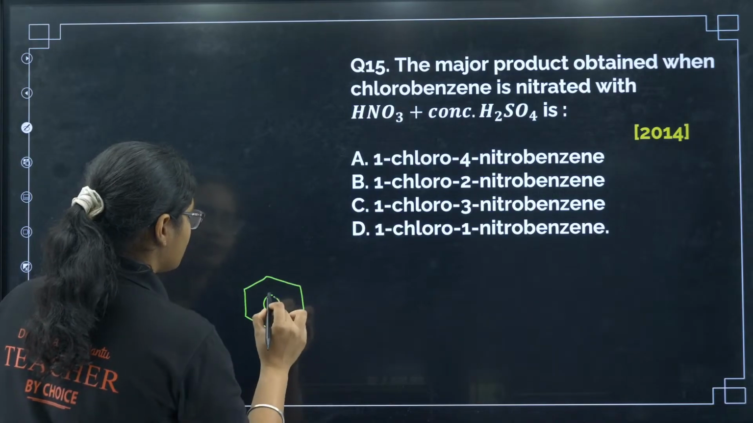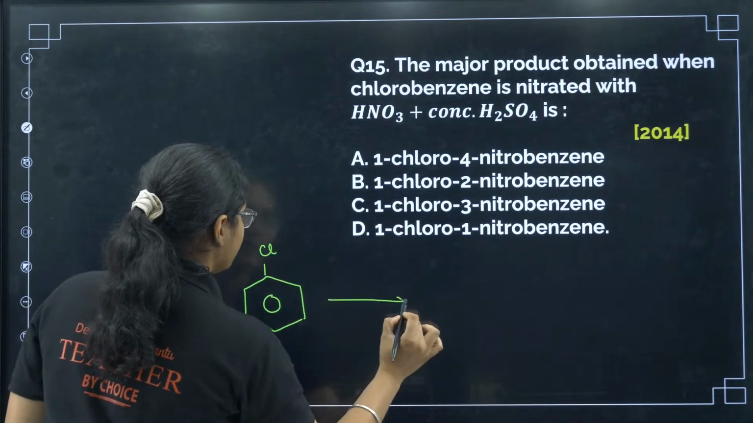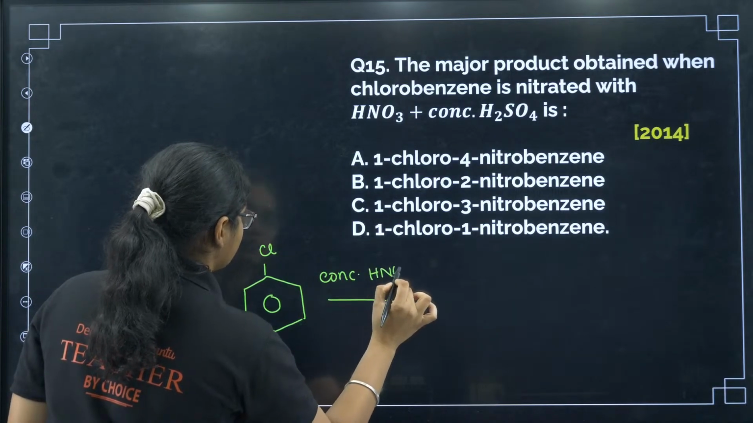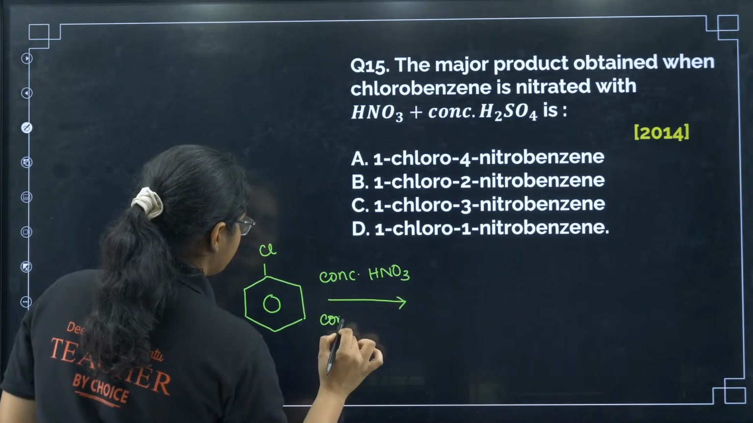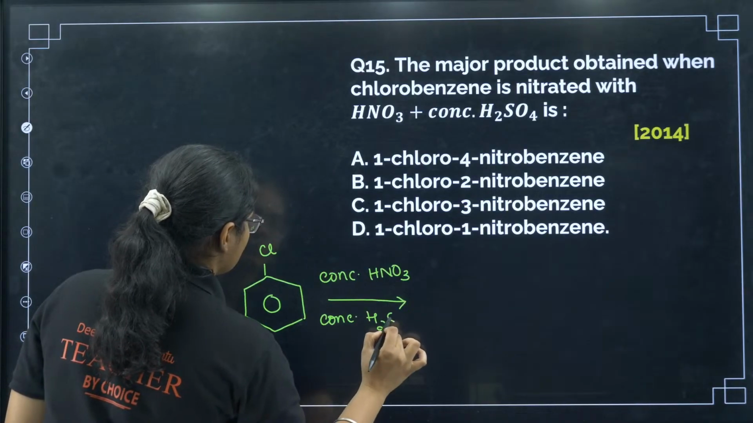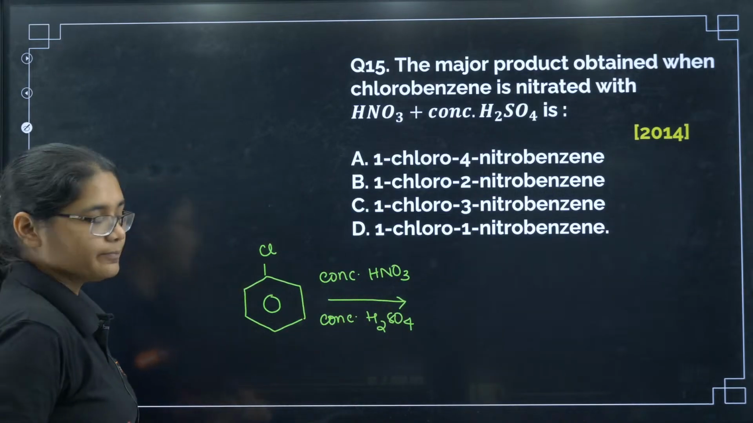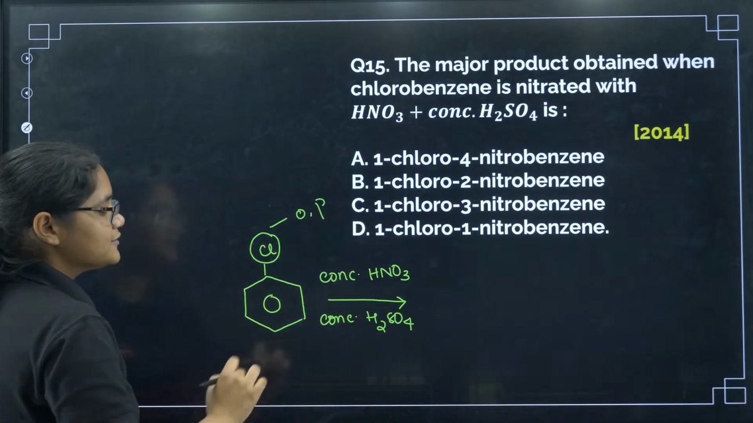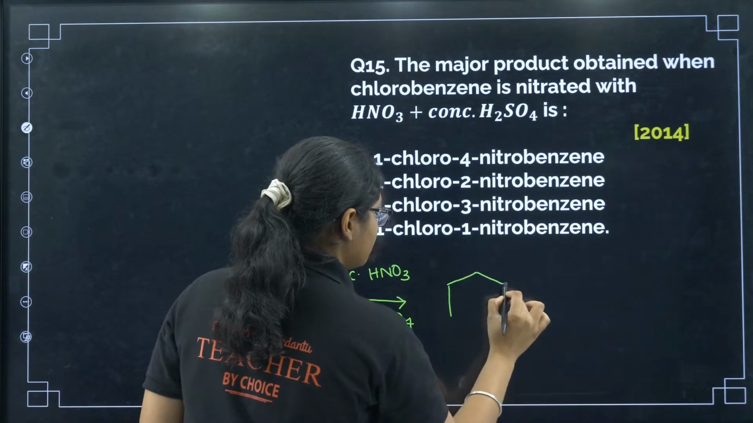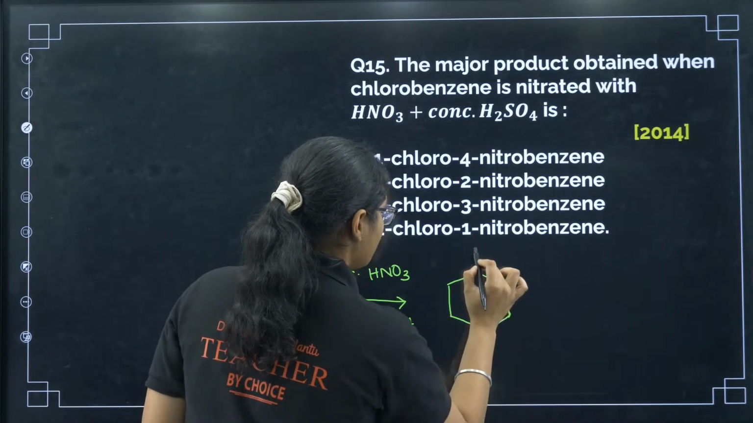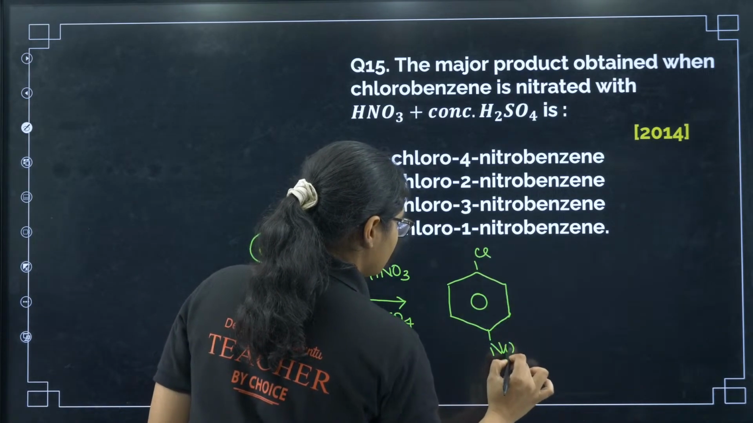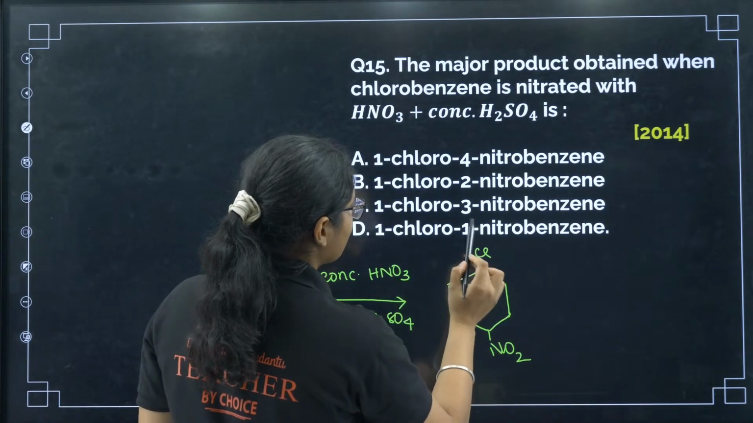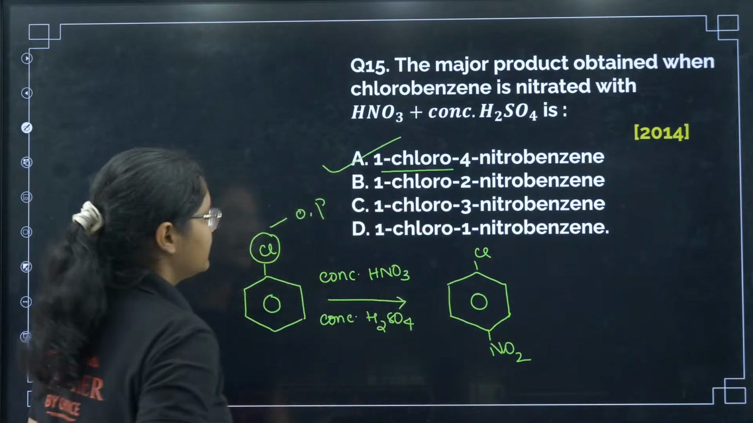So we have chlorobenzene and you are doing its nitration, concentrated HNO3, right, and concentrated H2SO4, nitration. So remember, Cl is ortho-para directing. Okay, so what will happen? The nitro group will be attached at the para position. Okay, so if it is attached at the 1,4, so I will get 1 chloro 4 nitro. That is option number A here.